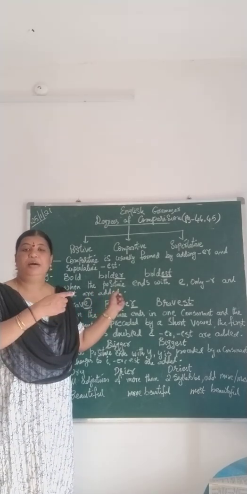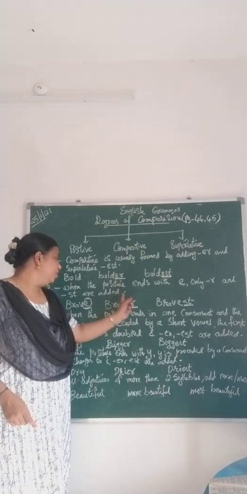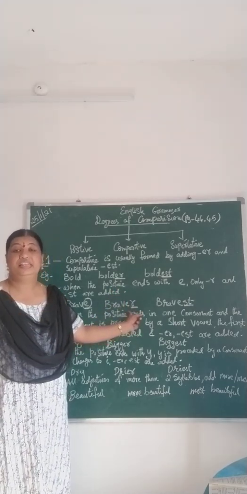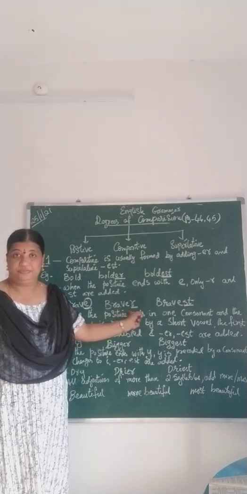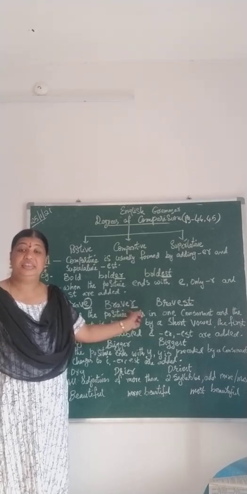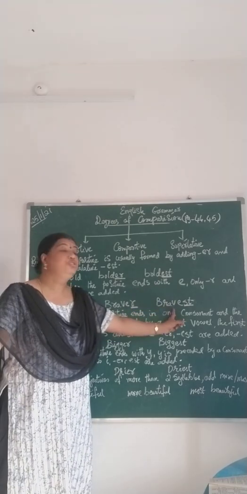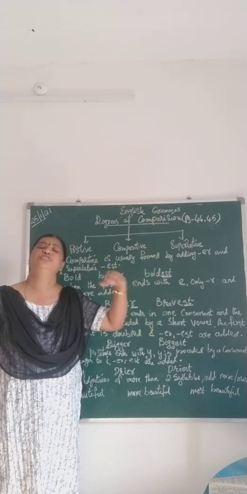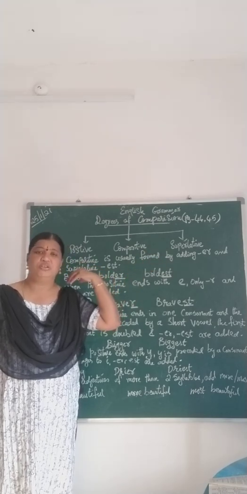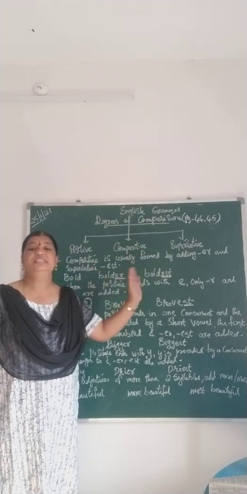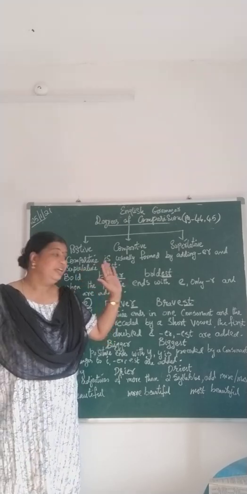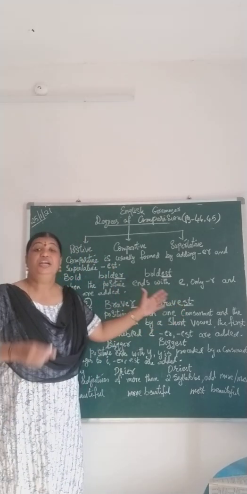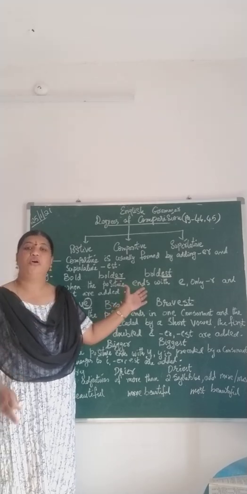John is a brave boy. John is braver than Roshit. John is the bravest boy of all. Or John is the bravest. Out of all the students in the class, he is the bravest boy. Understood? Brave, braver, bravest. But you should know where to use what, children.